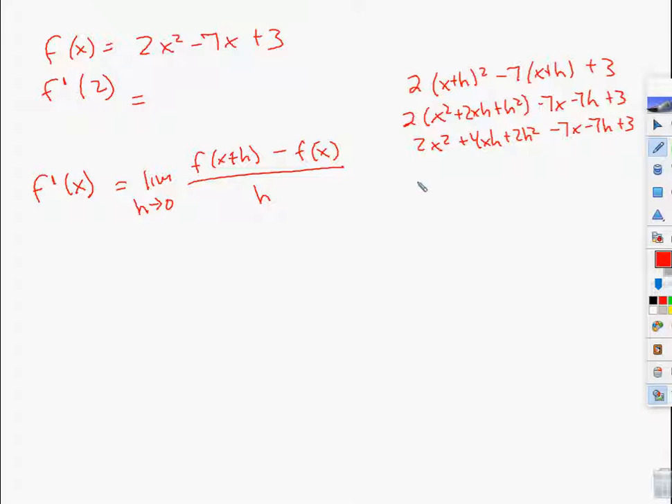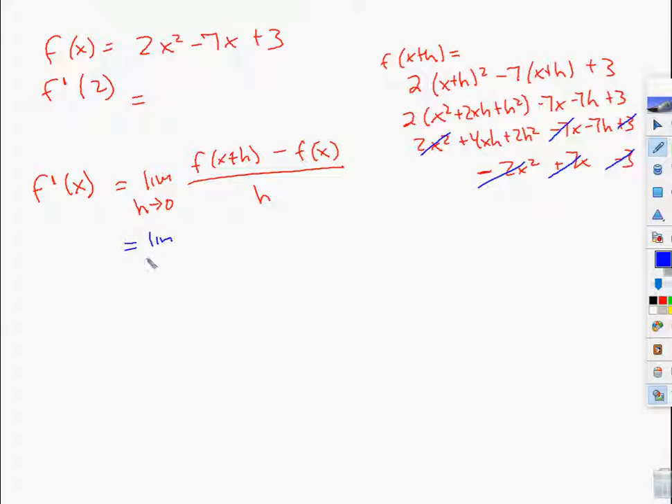Combine what I can. I don't think I can combine anything. So this is what f of x plus h equals. This thing right here. Now to save space, I'm not going to put all that in. I would subtract from that this. So I'm going to subtract from it 2x squared, this will switch signs, plus 7x, that will switch signs, minus 3. So what ends up happening is the 3's cancel, those cancel, those cancel.